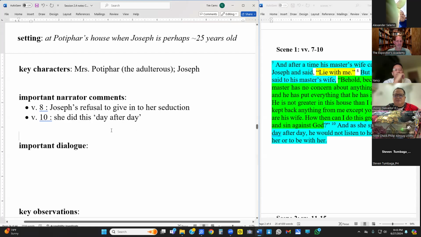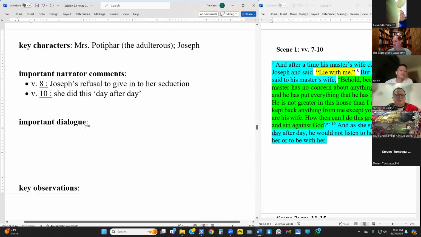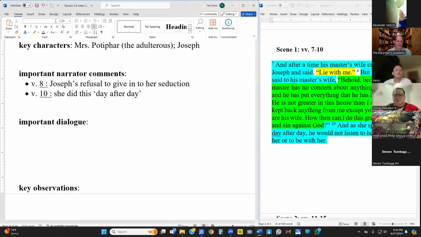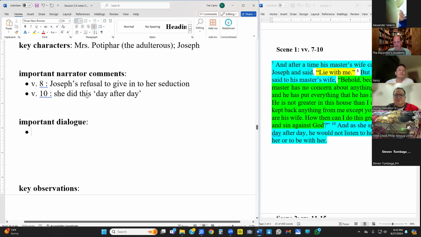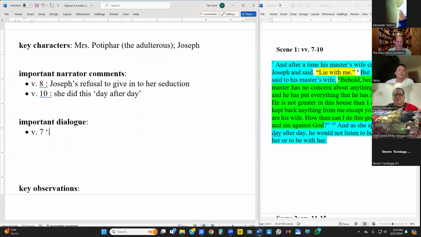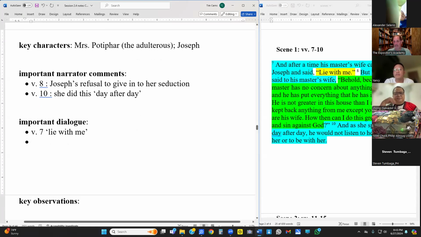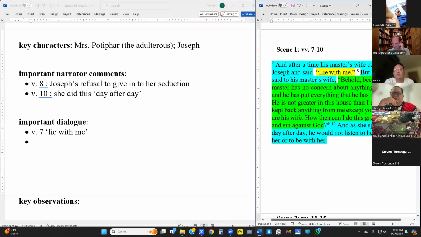Okay, important dialogue. Well, Potiphar's wife just has the one statement here, right? Lie with me. That's all she says in this account. Then the main dialogue here is really Joseph's response to her. And notice, what is it that he said? What do you see in his remarks that would seem significant for this scene? Anybody?